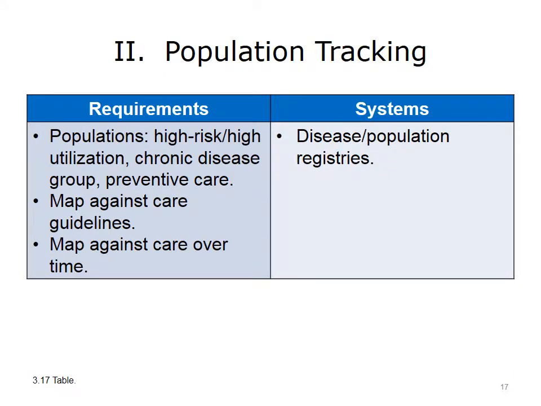We have high-risk, high-utilizing patients with chronic disease, patients in the population who are in need of preventive care, and those population definitions require disease and population health registries. We can map against care guidelines. We can map care against the continuum of care over time. We can get a sense of how our population is doing against our care guideline.